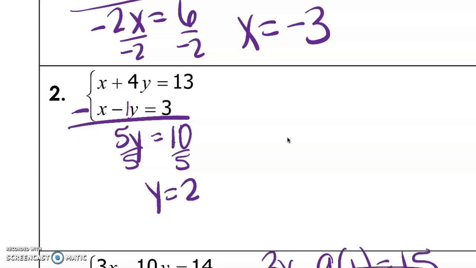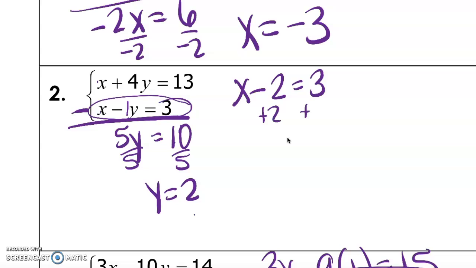You don't have to show dividing by 5. If you just know that 5 times 2 gives me 10, then just put y equals 2. Then we need to solve for x. So you need to plug the 2 back into one of your two original equations. It's going to be easiest to do the bottom one. So x minus y, which was 2, is equal to 3. Add 2, and we get x equals 5.